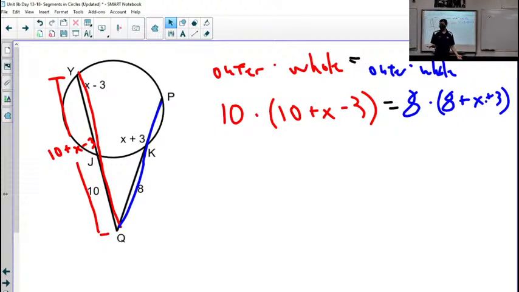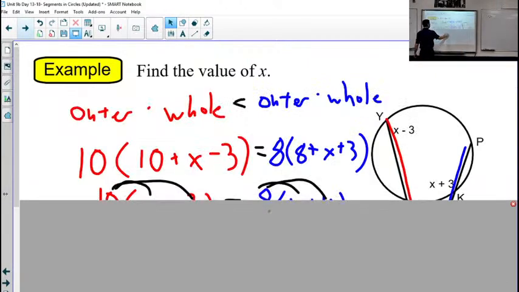Questions on the setup before I show the solving? So remember, for the whole thing, you want to take the outside and the inside and combine them together, add them together. All right, here comes the solving. I'm going to outline it, and then I'm going to move on.